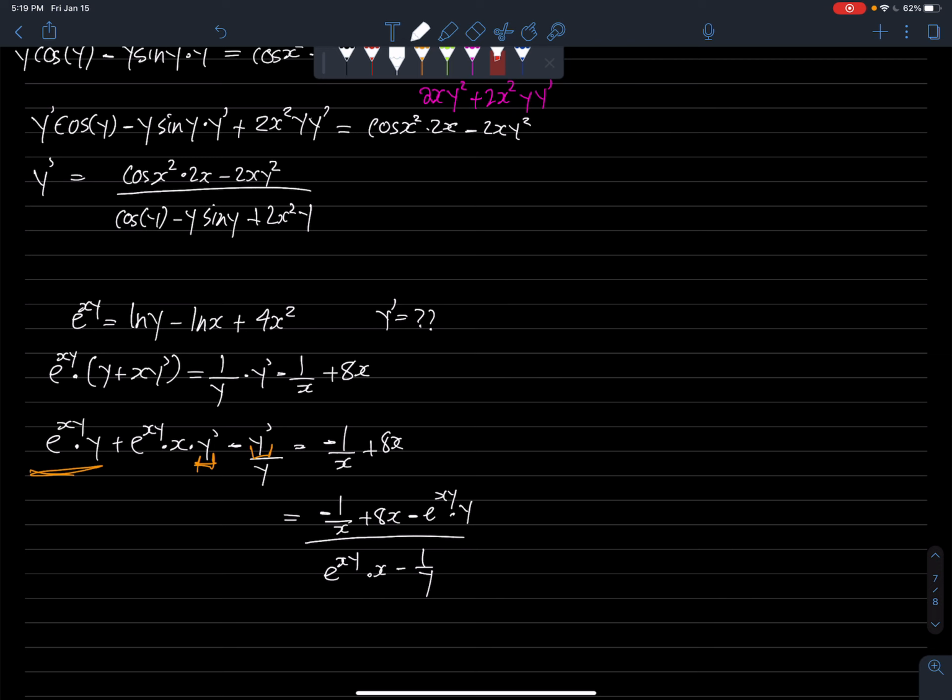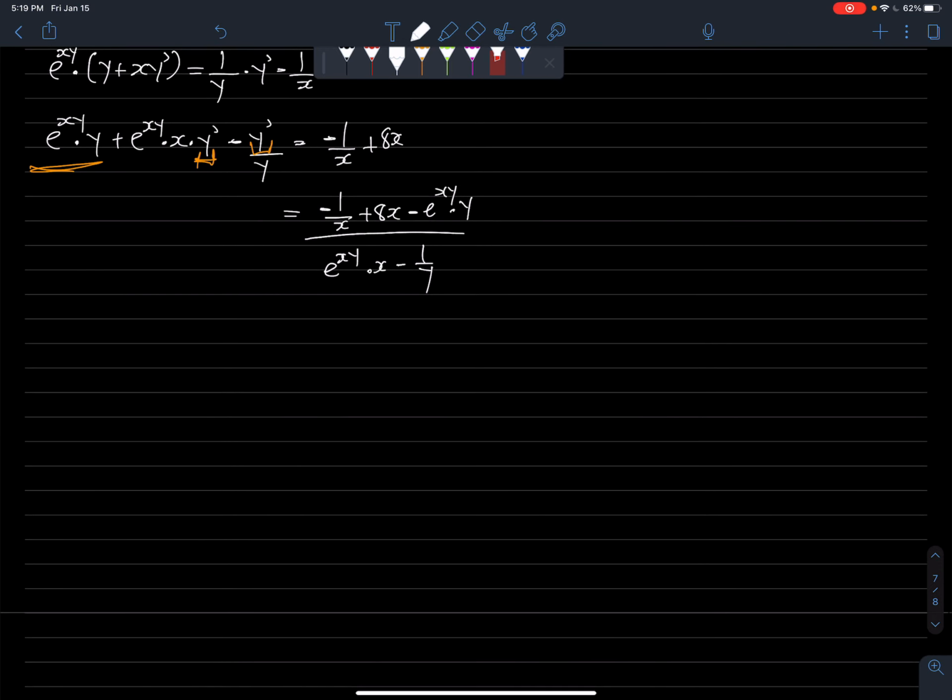Let's do one more. This one, we'll switch it up. So let's say we want cos x minus ln x plus e to the x squared times y is equal to y cubed minus 3y. And this time we want to find x prime. We want to find it in terms of y, right? Okay, no big deal. So all you have to do is just change the variable.